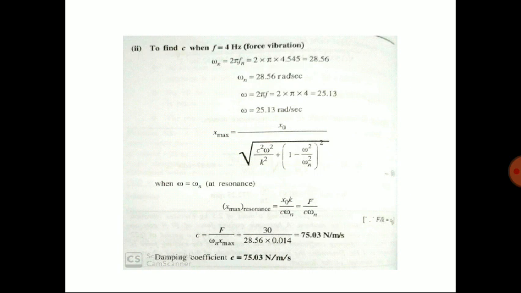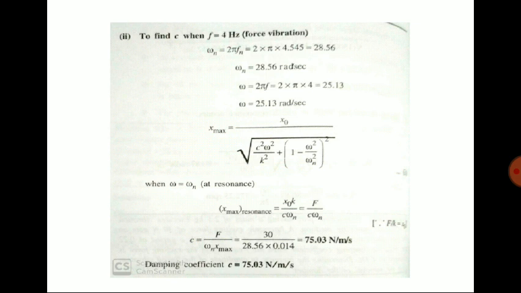So x max we can find, then x0 by the root of the equation. So x max at resonance, you can see from here. From this equation, how will you find the equation for resonance? You substitute omega equal to omega n. So the second term disappears. So x max at resonance equal to x0 k by c omega n. Meaning at resonance omega will be equal to omega n. The first term, omega equal to omega n. So it becomes F by c omega n. Right.